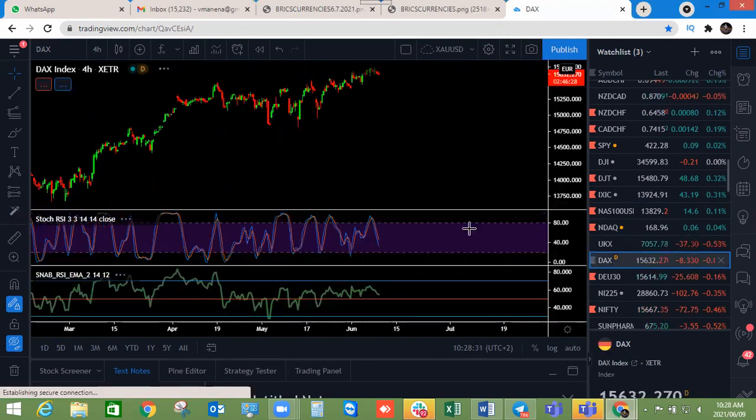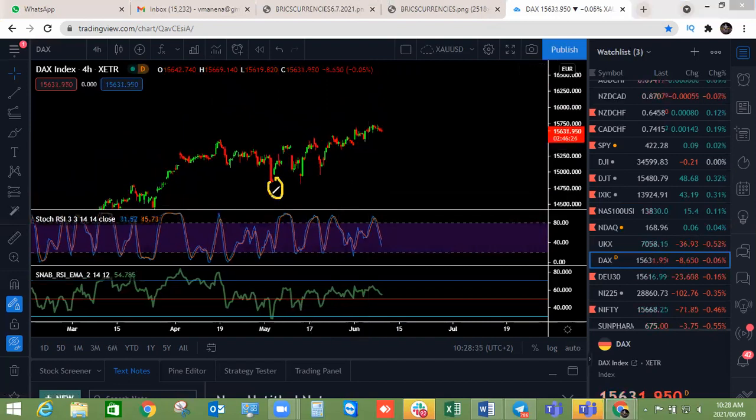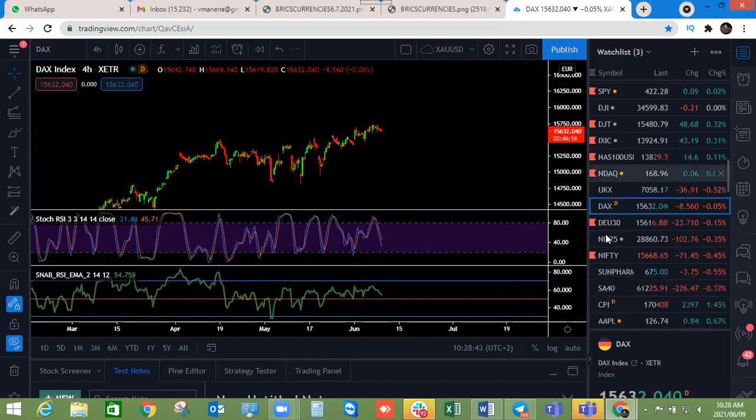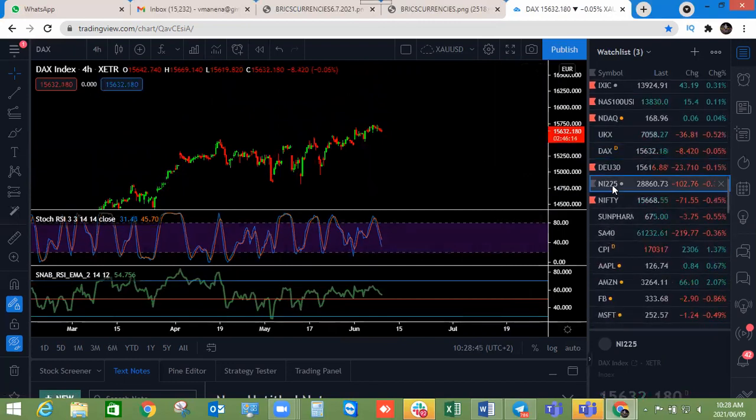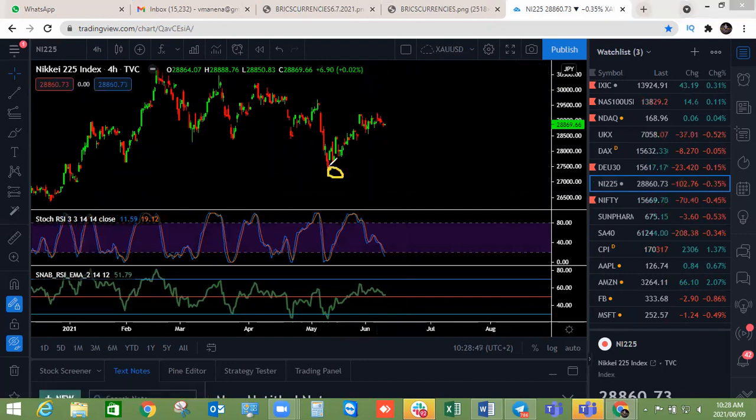DAX, since we got this one from the blue box here, it has been pushing to the upside. Looks like we're still going to continue to the upside. We're still bullish. Nikkei also got that from the blue box. Now making a correction here. We are still bullish, very bullish.